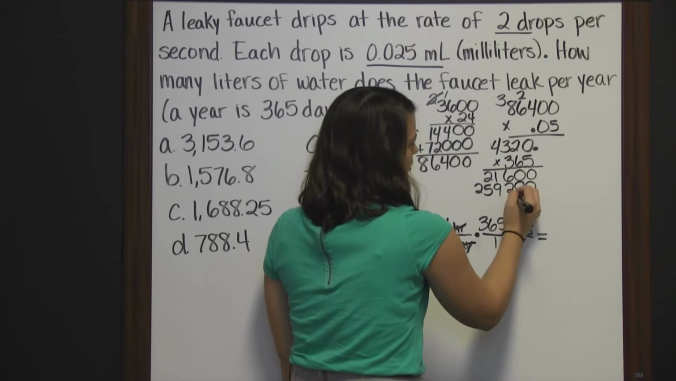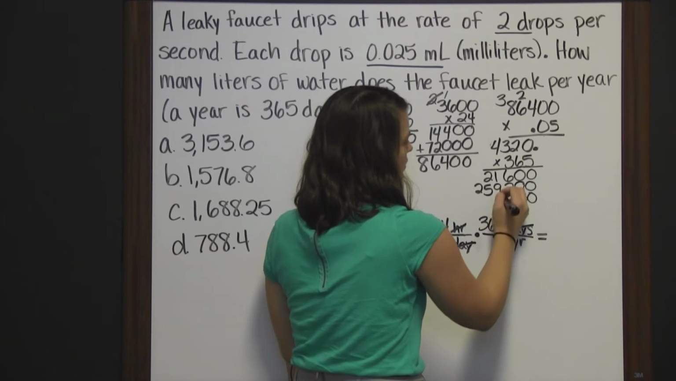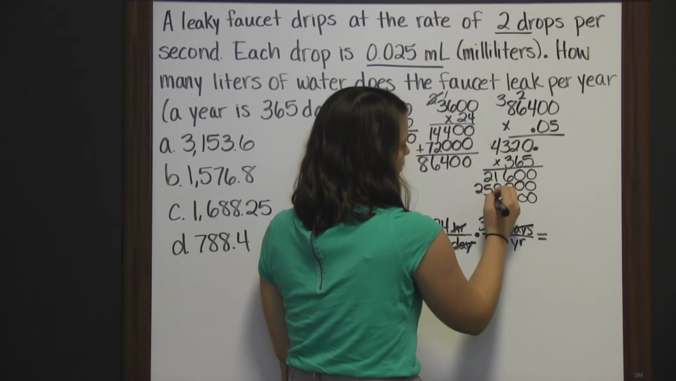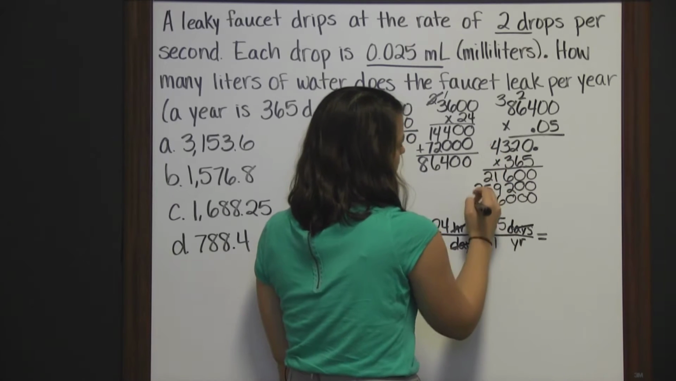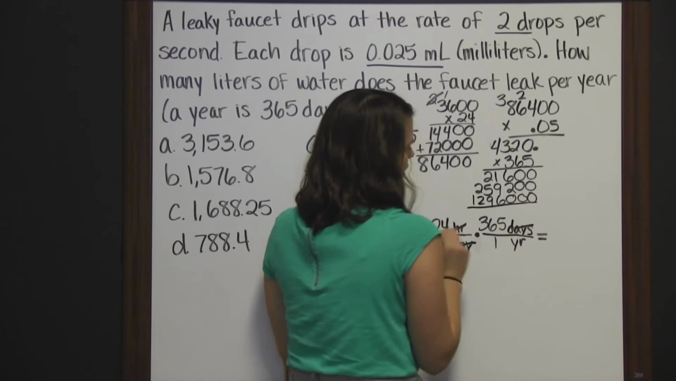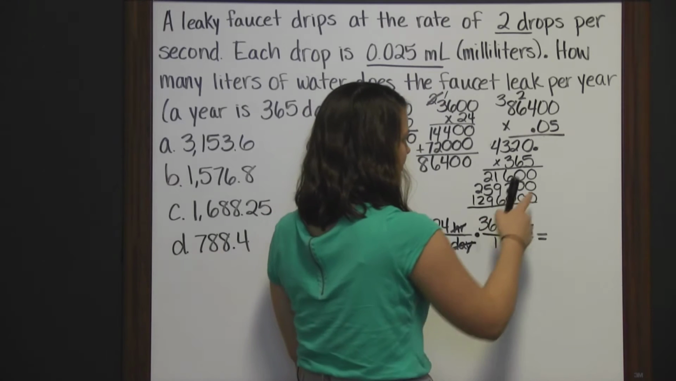So 3 times 0 is 0. 3 times 2 is 6. 3 times 3 is 9. 3 times 4 is 12. And we need to add all this up.